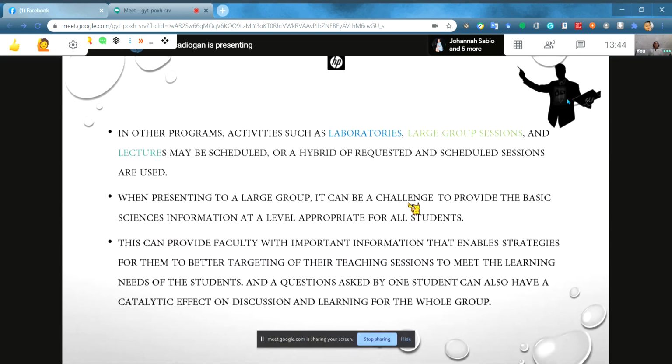Then, in other programs, activities such as laboratories, large group sessions, and lectures may be scheduled, or a hybrid of requested and scheduled sessions are used. Then, when presenting to a large group, it can be a challenge to provide the basic science information at a level appropriate for all students.